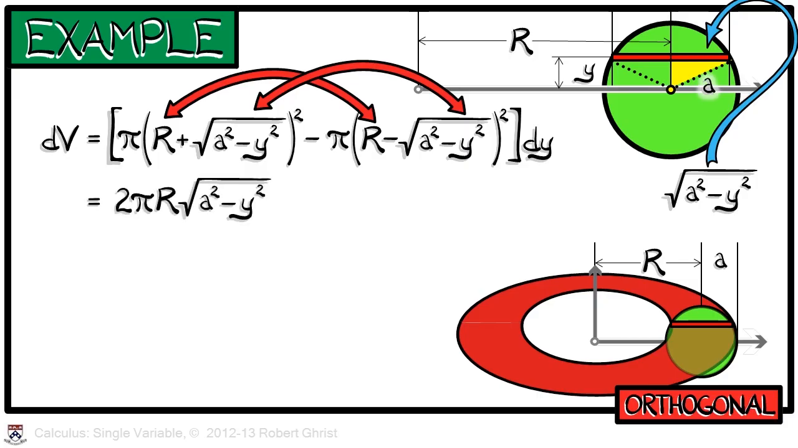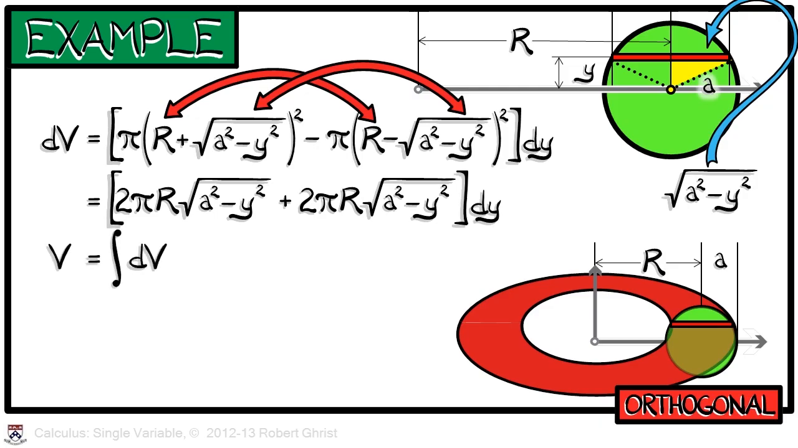So by expanding and collecting terms, we obtain 2 pi r square root of a squared minus y squared minus negative 2 pi r square root of a squared minus y squared, all of that times dy. Thus, we can compute the volume as the integral of this volume element, the integral of 4 pi r square root of a squared minus y squared dy.